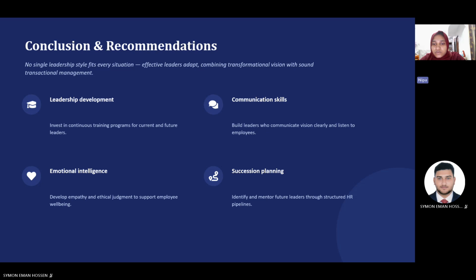I'll end by noting this study used secondary data, so future research could test these findings directly with surveys.